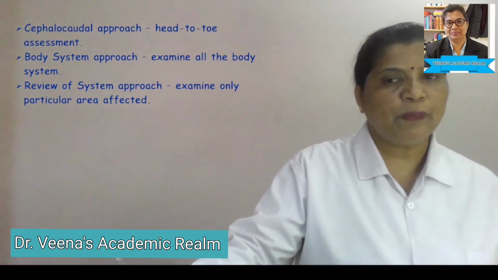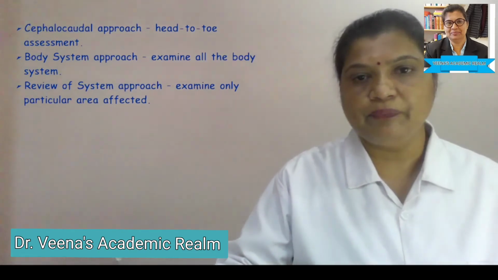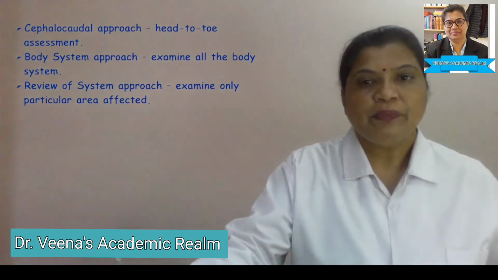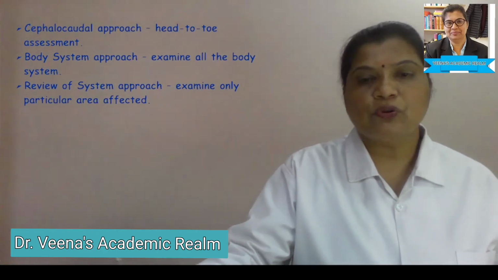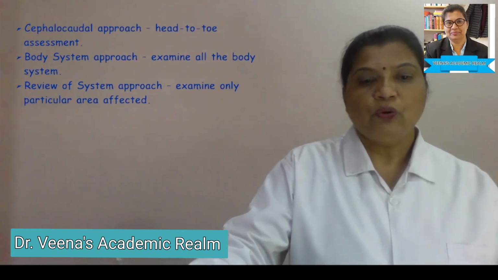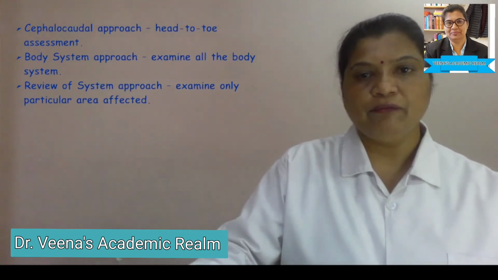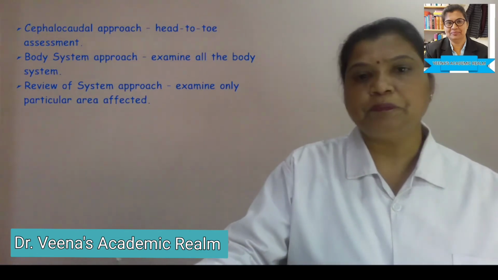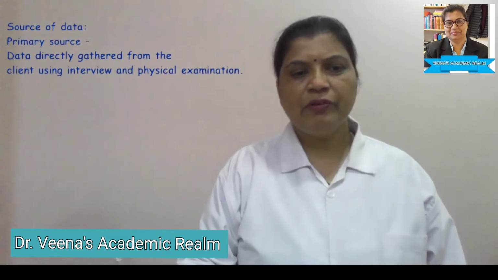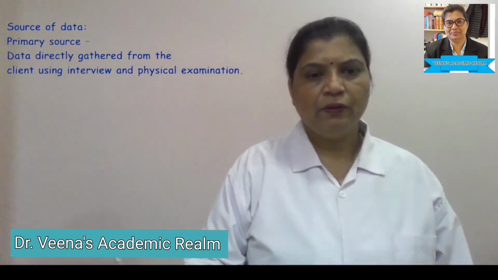Examination of the specific part which is affected. Only the affected part is examined. So that is the review of system approach: examination of only the particular area affected. For example, the abdomen is affected, so abdominal examination. Next, we'll see what are the sources of data.